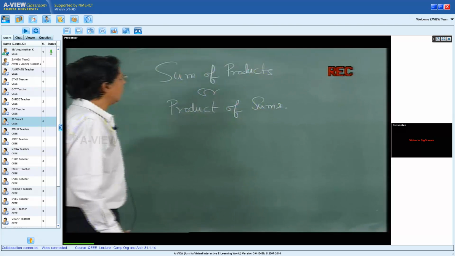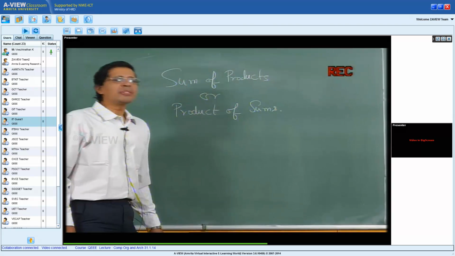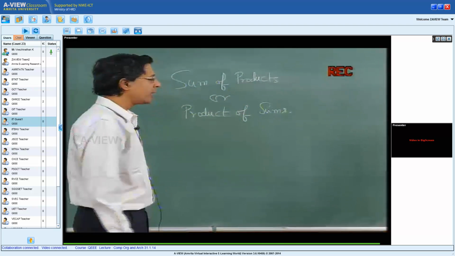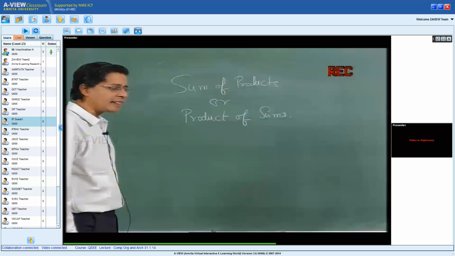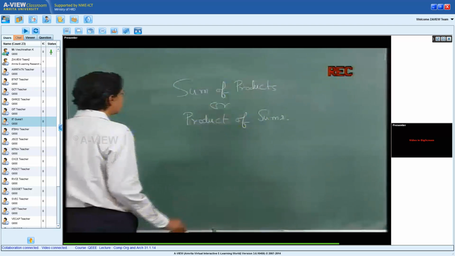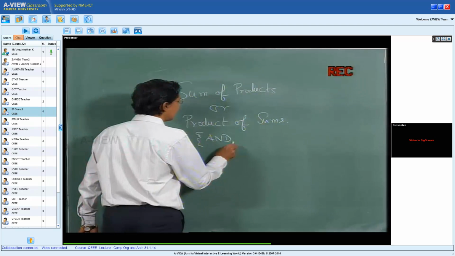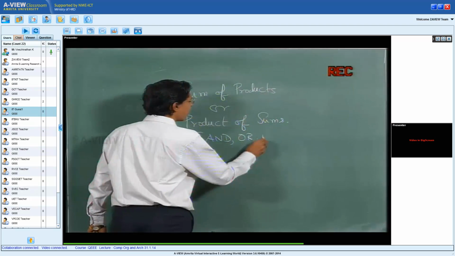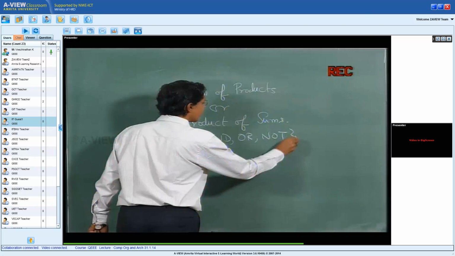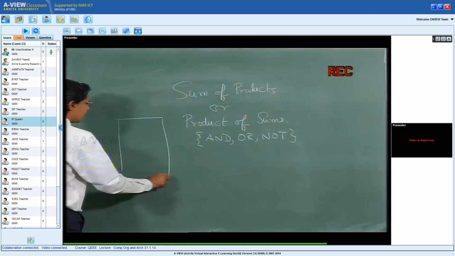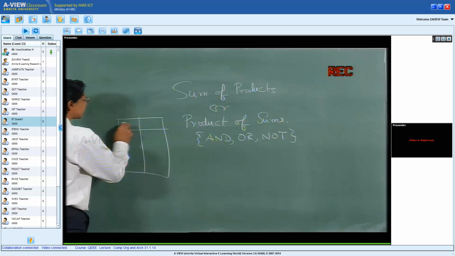Right. So the moment we have a sum of product or product of sum representation, then we can realize the circuit using the gates, namely AND, OR and NOT. So let us take a simple two input function.